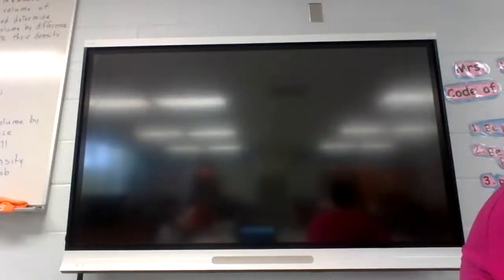What is not used in the diagram to find area? You could have said C. I said height. You could have said height.